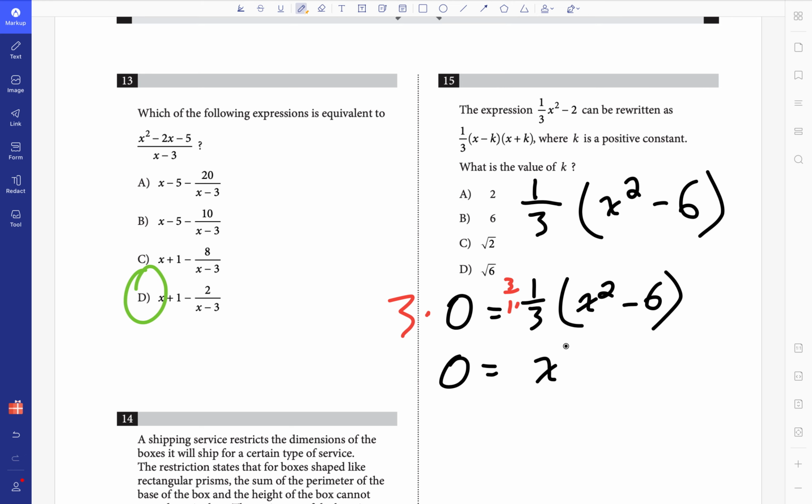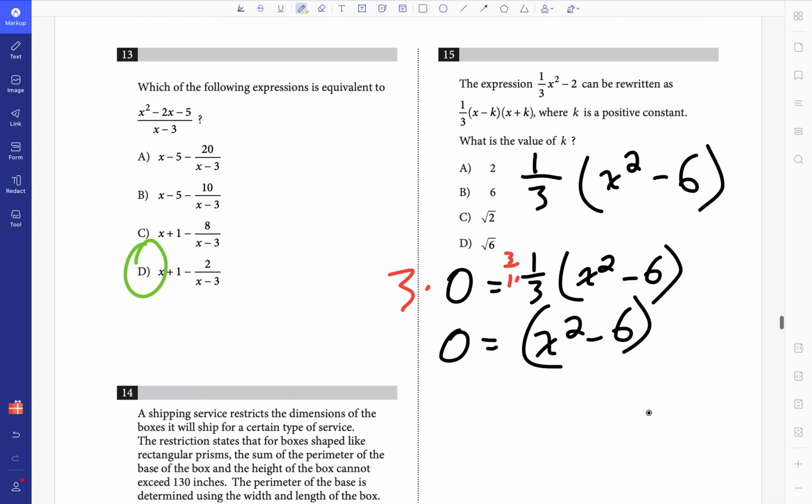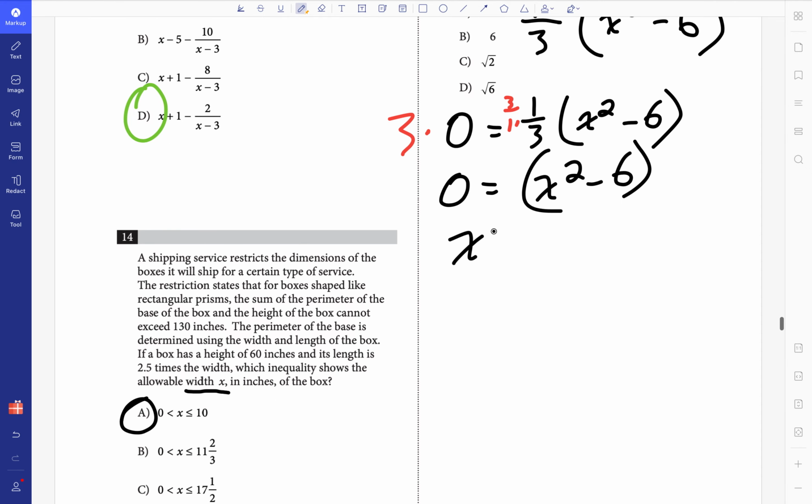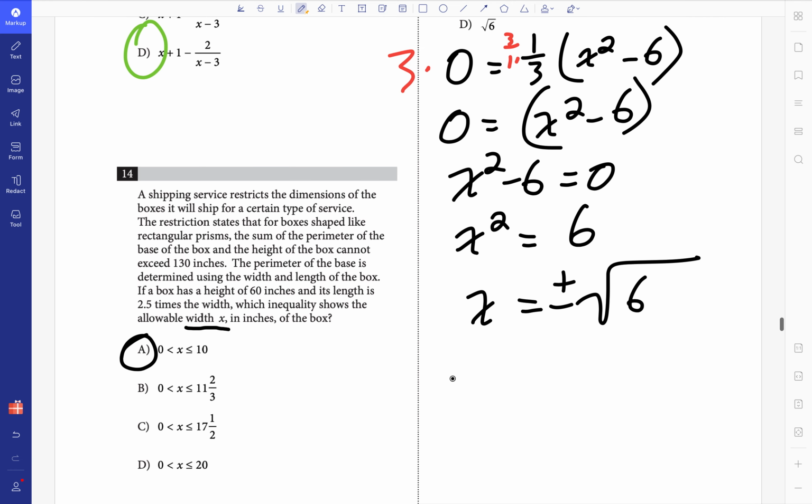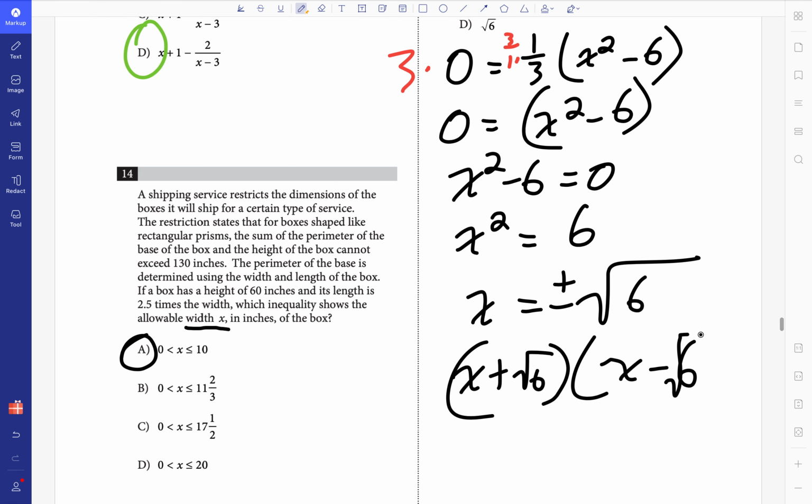Here's how we're going to find k. x squared minus 6. What are the roots over here? Okay, so x squared minus 6 equals 0. x squared equals 6. x equals the square root of 6, plus or minus, of course, because if I wanted to break this up, it would be x plus square root of 6, x minus square root of 6.